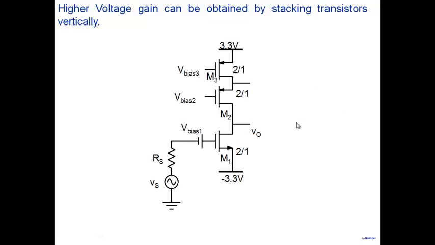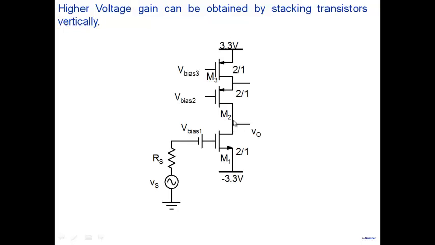But what will you lose in the process? See, what you've done is you've increased the resistance at this particular node. So as you increase the resistance, what do you lose? What do you lose? The 3 dB frequency, right? The 3 dB frequency depends on the resistance at this particular node.